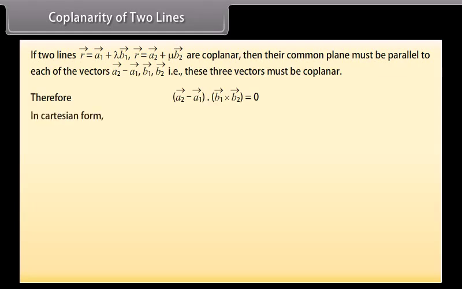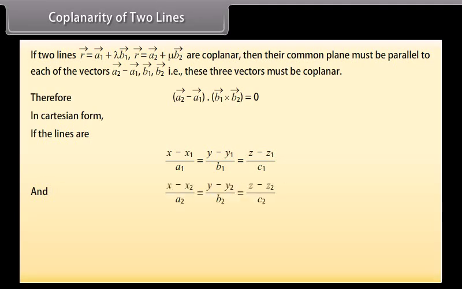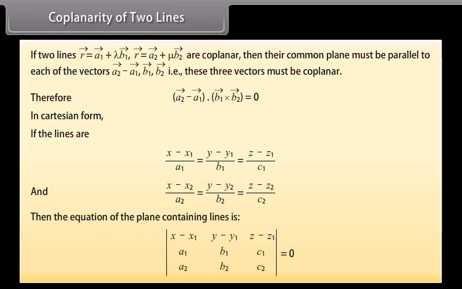In Cartesian form, if the lines are (x minus x1) by a1 equals (y minus y1) by b1 equals (z minus z1) by c1, and (x minus x2) by a2 equals (y minus y2) by b2 equals (z minus z2) by c2, then the equation of the plane containing the lines is the determinant, row-wise. First row: x minus x1, y minus y1, z minus z1. Second row: a1, b1, c1. Third row: a2, b2, c2, equals 0.